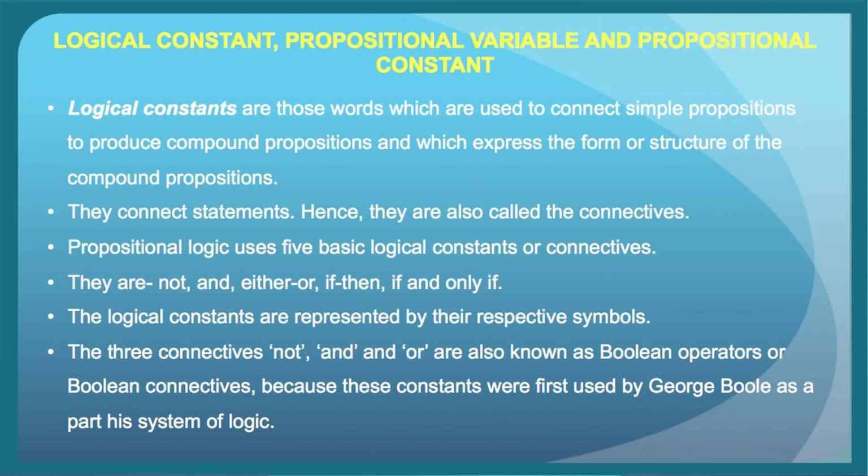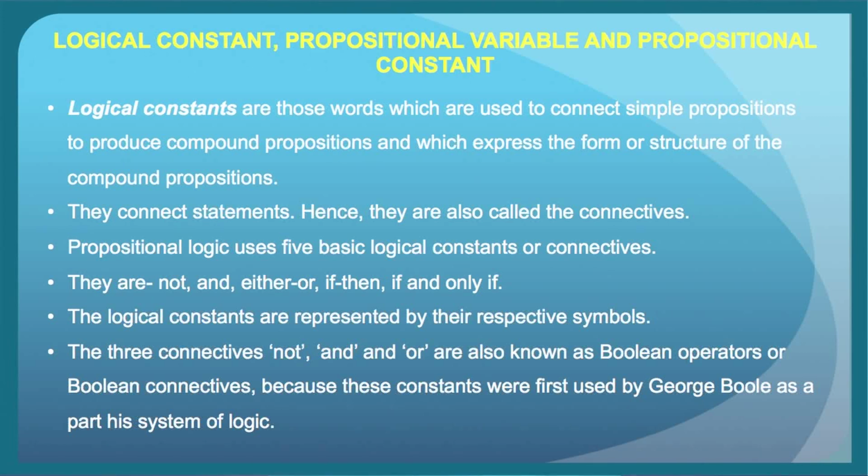Now, what are logical constants, propositional variables and propositional constants? Logical constants are words which are used to connect simple propositions to provide compound propositions and which express the form or structure of the compound proposition. Logical constants connect statements and therefore they are also called connectives. Propositional logic uses 5 basic logical constants or connectives. We have already discussed them, but still I am saying them: not, and, either or, if then, if and only if.